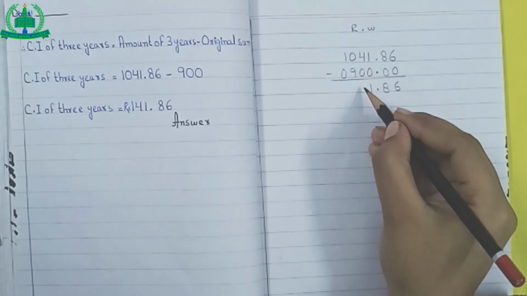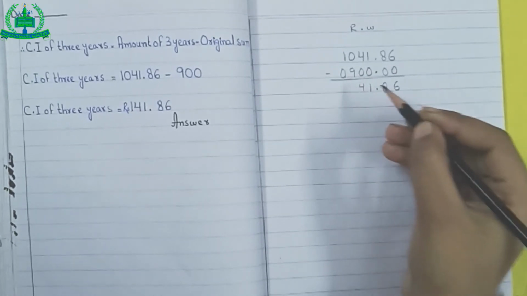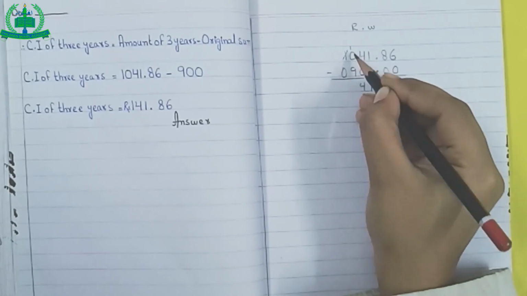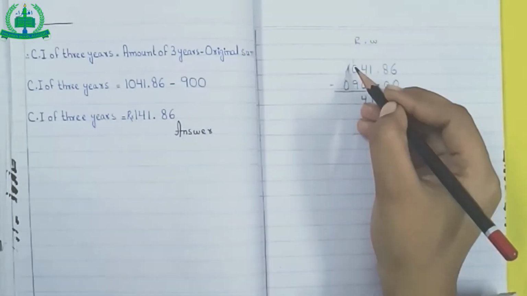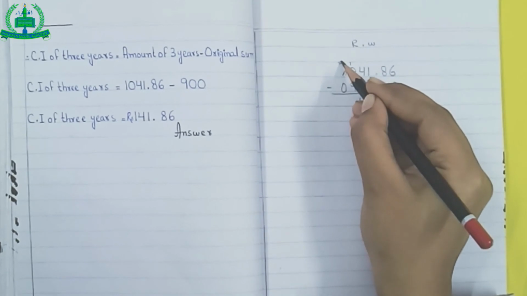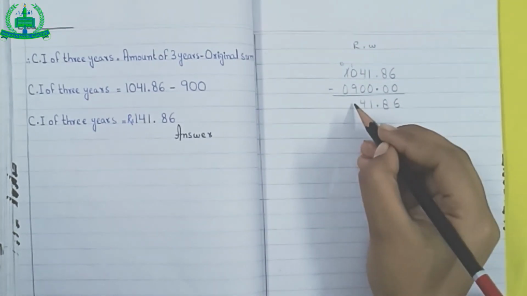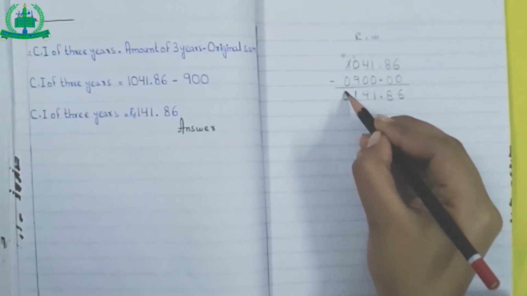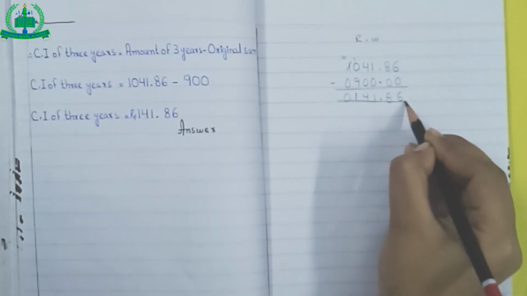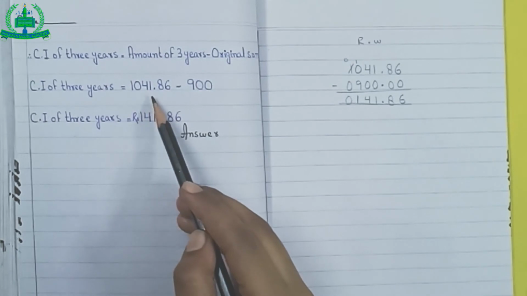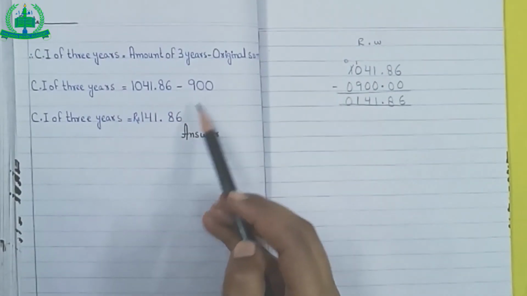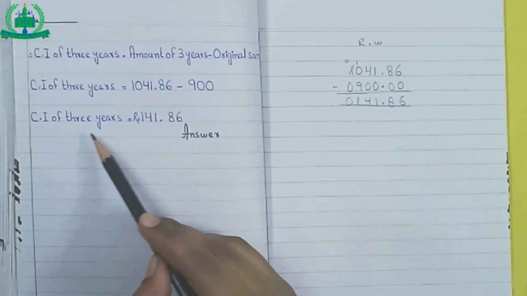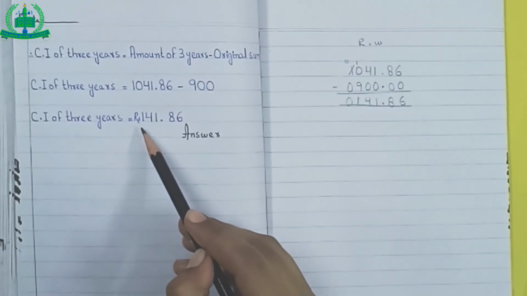1 minus 0, 1. 4 minus 0, 4. Borrow 1 from 1 makes 10 and it becomes 0. 10 minus 9, 1. 0 minus 0, 0. 1041.86 minus 900 makes 141.86. So the compound interest of 3 years is rupees 141.86.